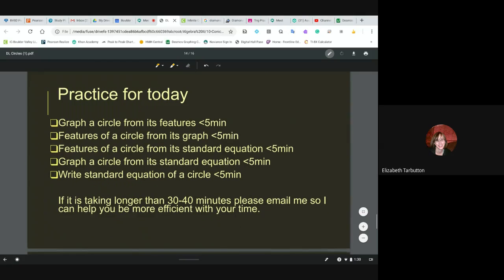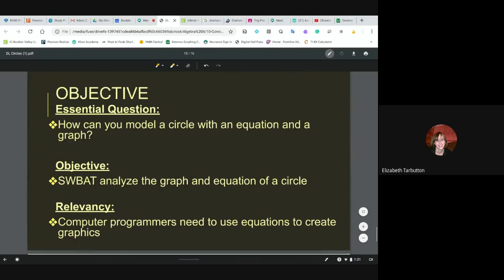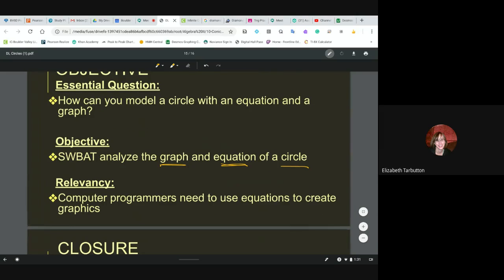So your practice for today is 5 modules in Khan Academy. When I timed myself, it took me 14 minutes and 29 seconds to do all of these modules twice, and that was without my calculator, using the program. So I'm hopeful that each of these modules should take you less than 5 minutes. Set your timer. If it's taking you more than 30 to 40 minutes, please send me an email so I can help clarify any misunderstandings that you have and help you be more efficient with your time. Today's lesson really should take you no more than 40 minutes with watching this video and doing the Khan Academy practice. So checking in, hopefully you can analyze the graph and equation of a circle.